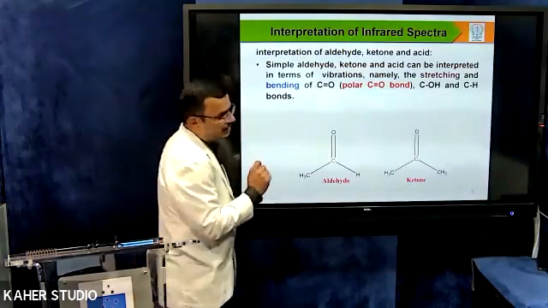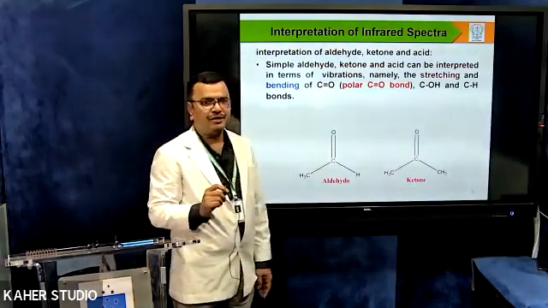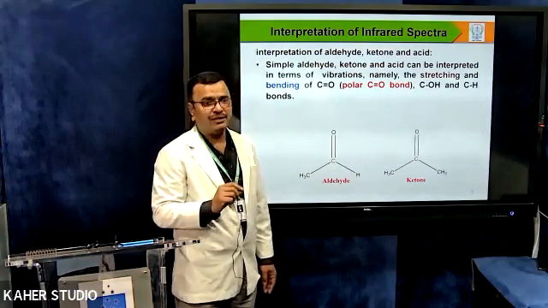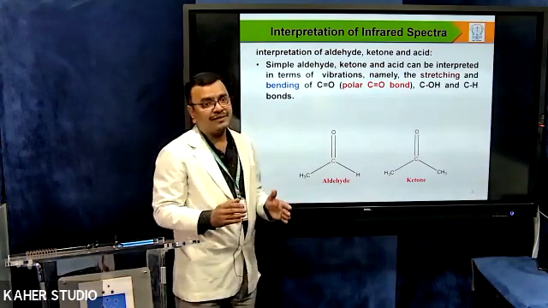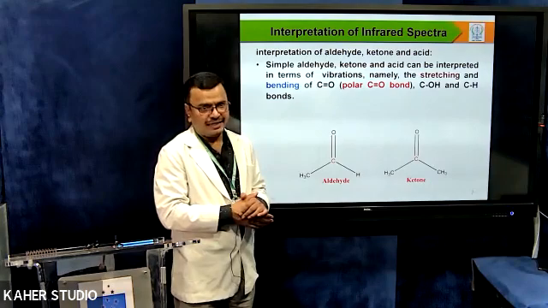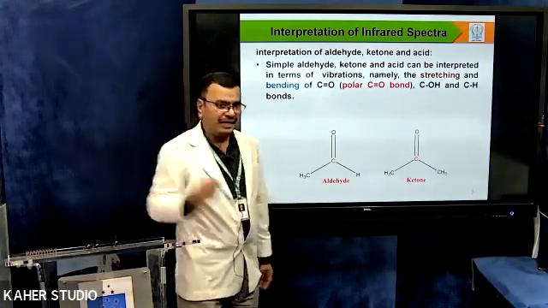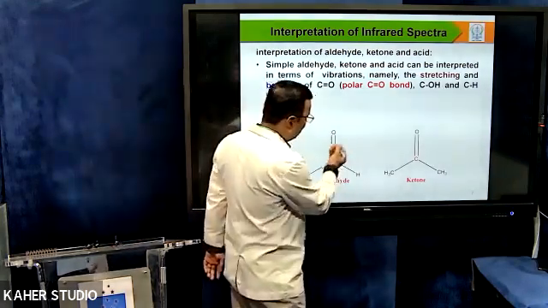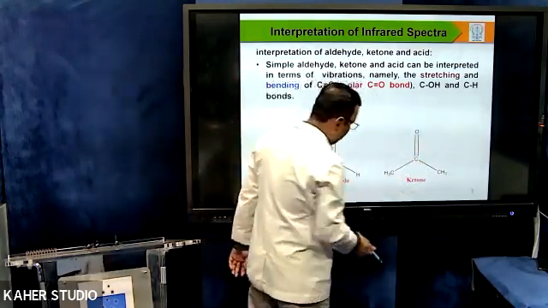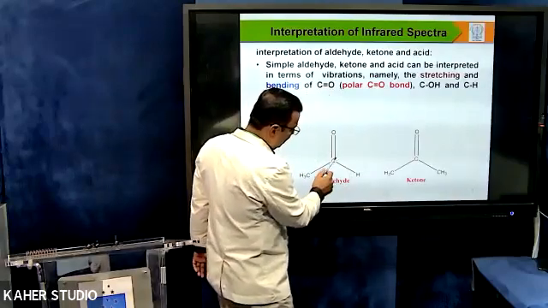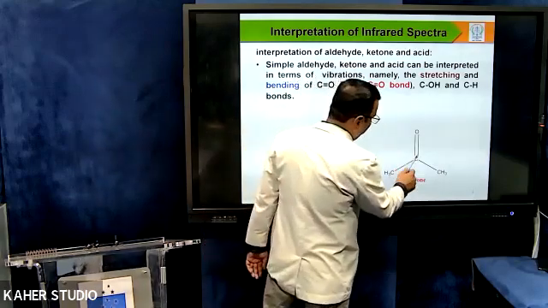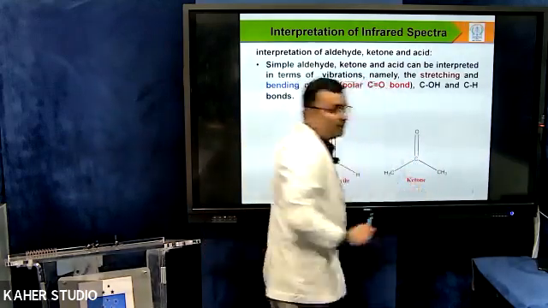Next, we are starting the interpretation of aldehyde and ketone. To understand the major difference between aldehyde and ketone, one should know the exact structure of aldehyde and ketone. Both have a common carbonyl carbon. But in aldehyde, there is a carbon and a hydrogen attached, whereas in a ketone the carbonyl carbon is attached to another carbon.